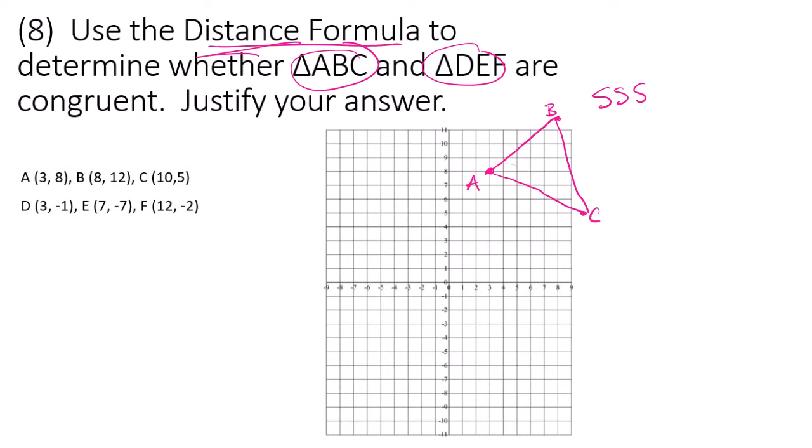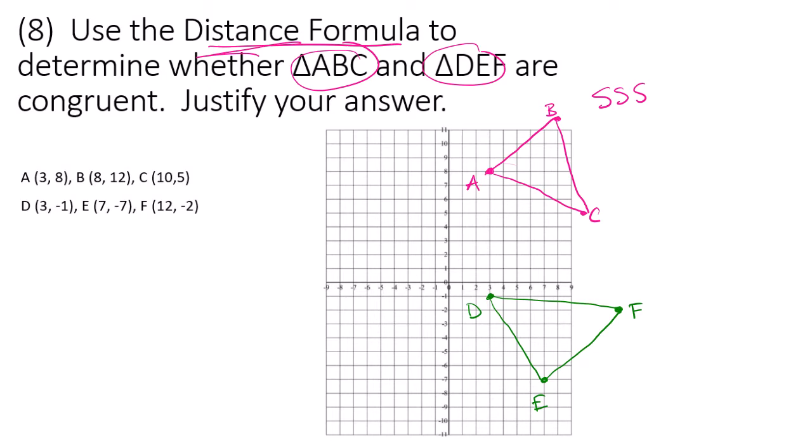All right, and then we can plot DEF the same way. So D is at (3, -1). E is at (7, -7). And F is at (12, -2). So (12, -2), somewhere out here, right? All right, so D, E, F.